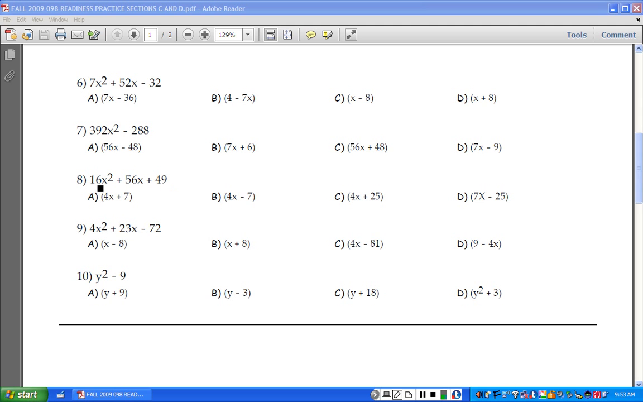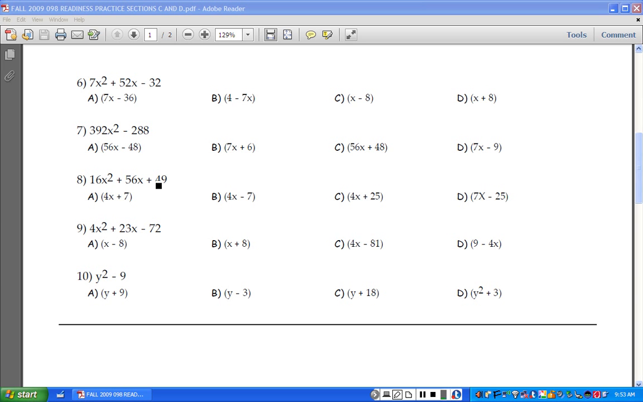After 16 comes 8, because 8 times 2 is 16. 8 goes into 56, but 8 doesn't go into 49. Okay, so after 8, you try your 4. 4 goes into 16, 4 goes into 56, but 4 does not go into 49. Okay, then you try your 2. 2 goes into 16, 2 goes into 56, 2 does not go into 49. So we can't pull anything out here.